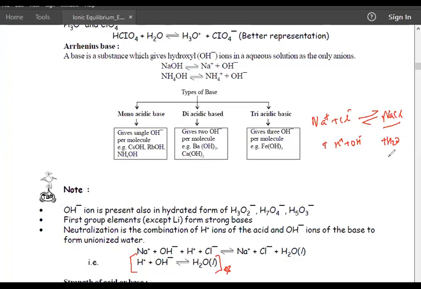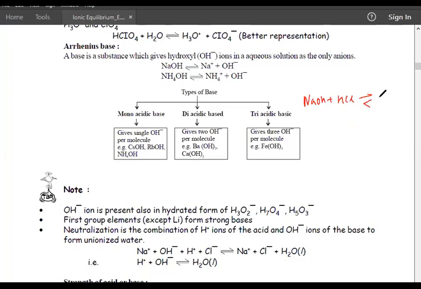We have Na+ and Cl-, right? Or I'll just give you like this. We have the reaction NaOH plus HCl. This is your neutralization reaction, yes. So this will form NaCl plus H2O, right?